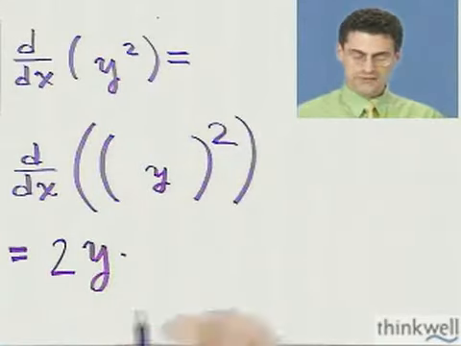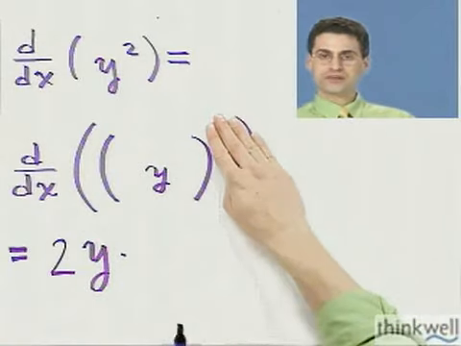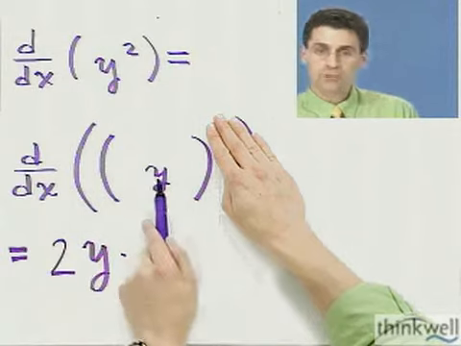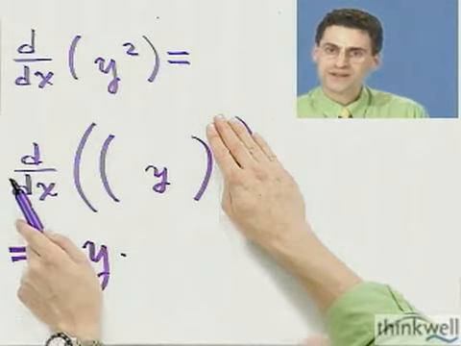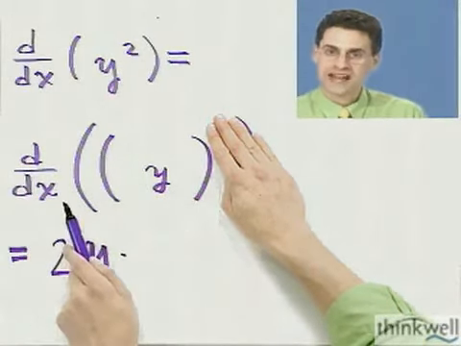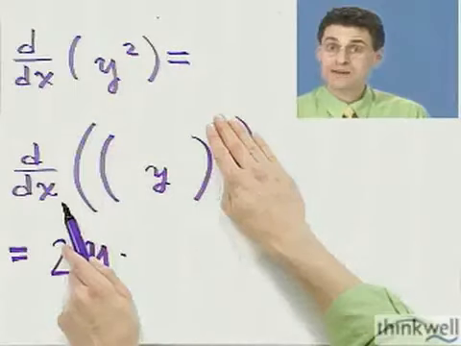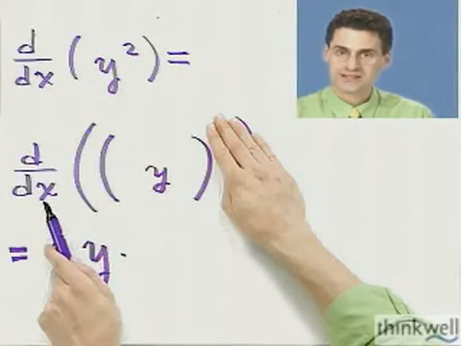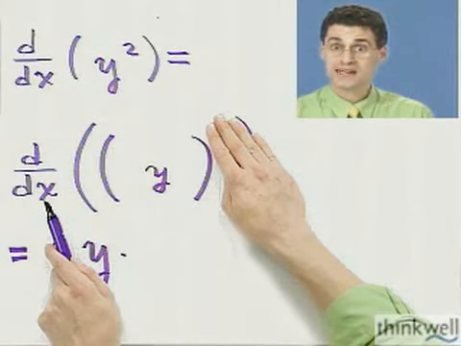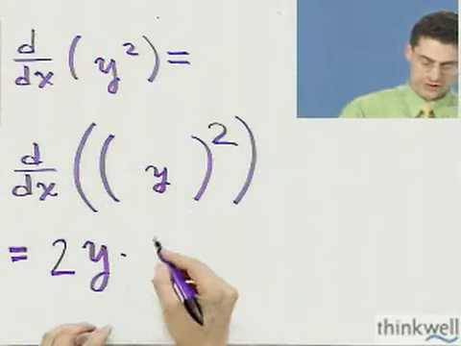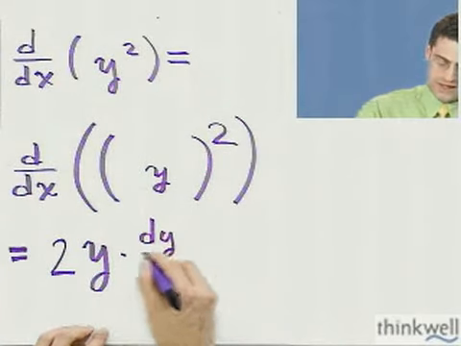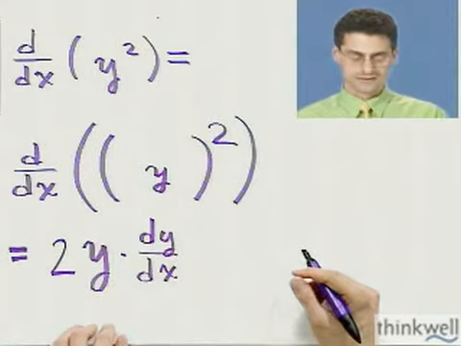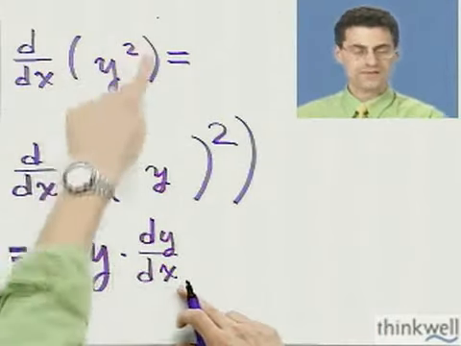I just peeled off the 2, and now what do I have to do? Now I have to take the derivative with respect to x of y. What's the derivative of y with respect to x? We have a name for that. And what's the name for the derivative of y with respect to x? It's dy dx. So I multiply this by dy dx. And that is the derivative of this piece.